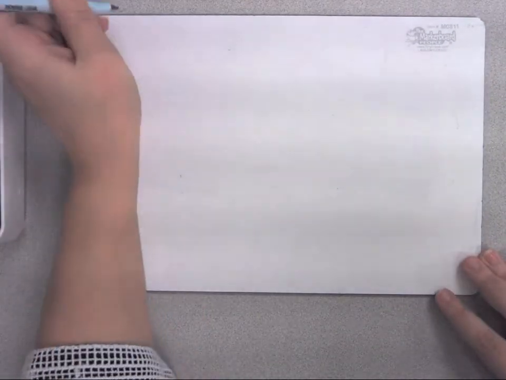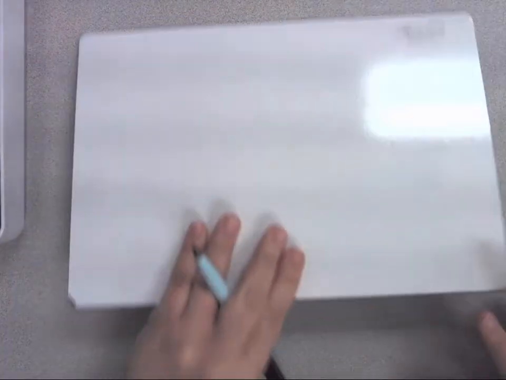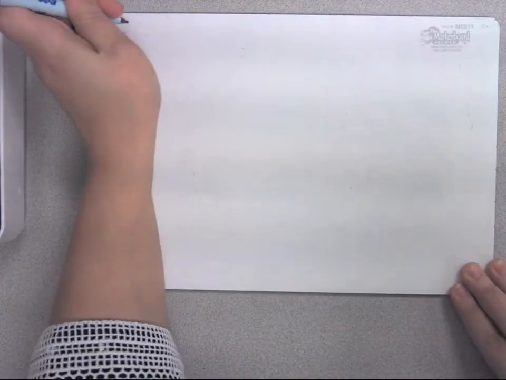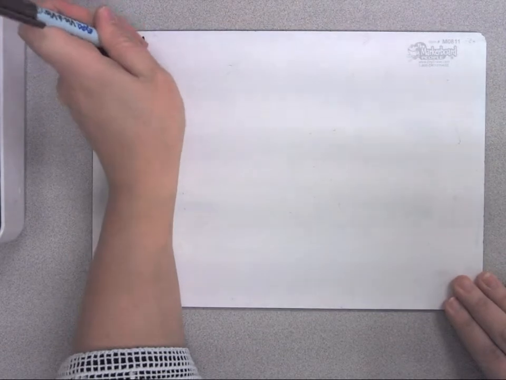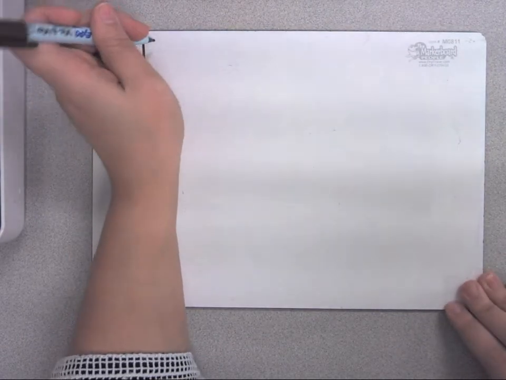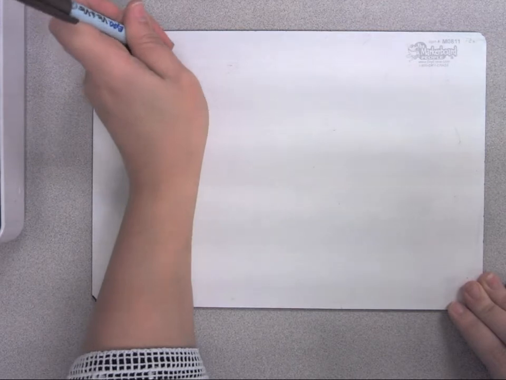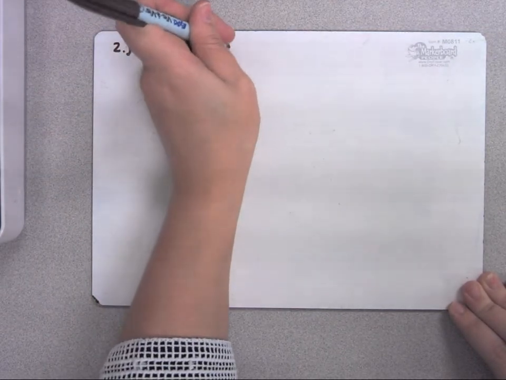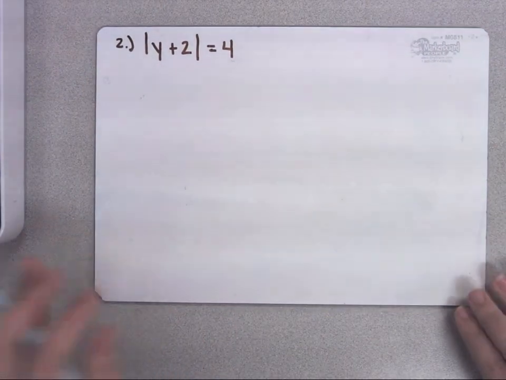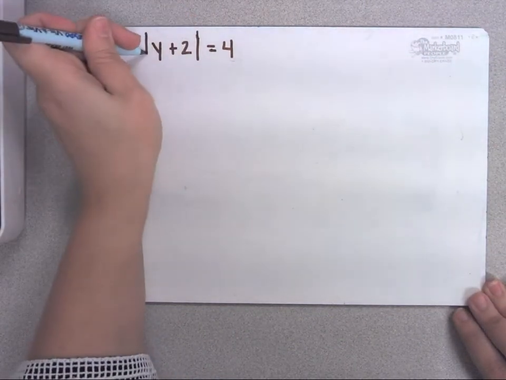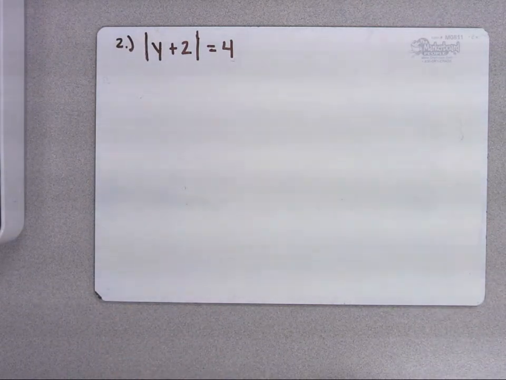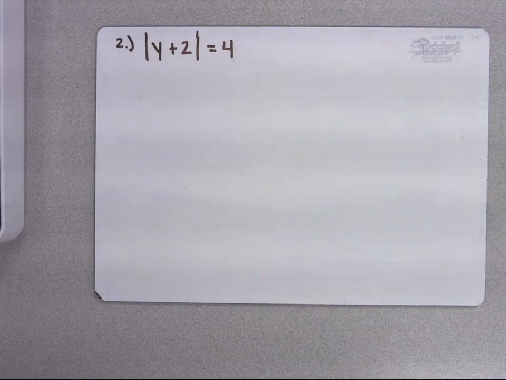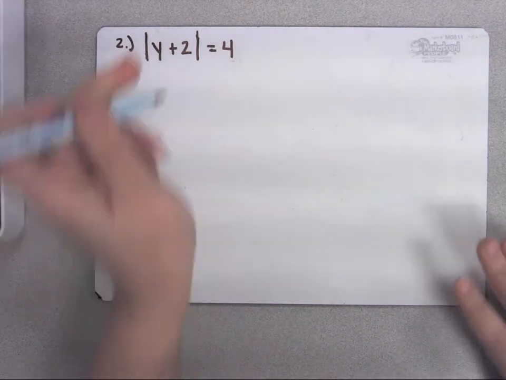Okay, let's try this one. I don't even know what example number I'm on. Let's just go with number 2. How about the absolute value of y plus 2 absolute value equals 4? So again, when we get one of these problems, what's the first thing we want to double check? Make sure that final answer is positive, is it? Okay, so now that it's positive, what are we going to do next? Make our 2 cases.